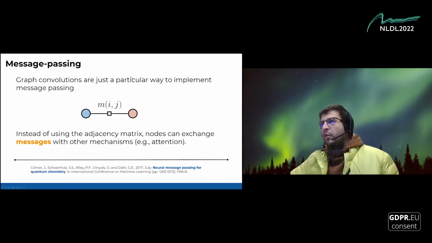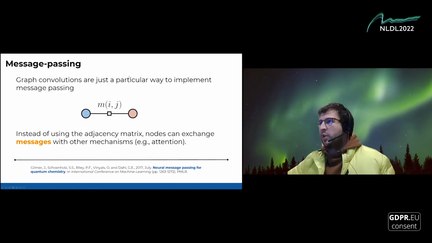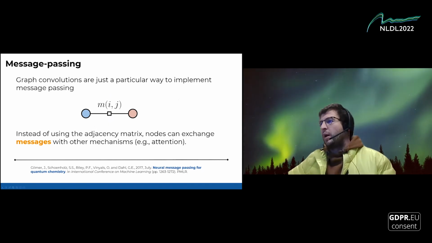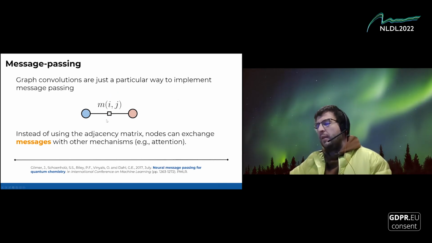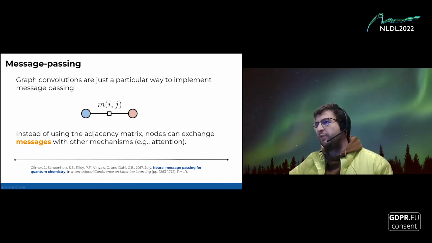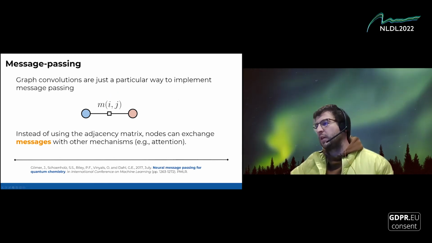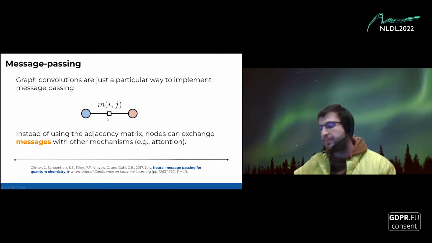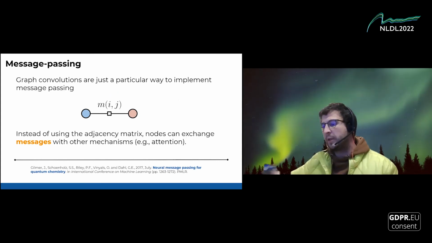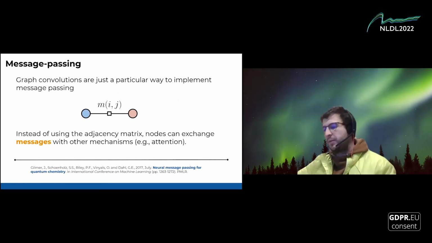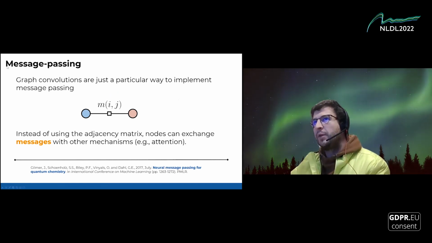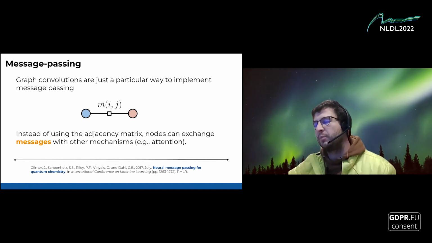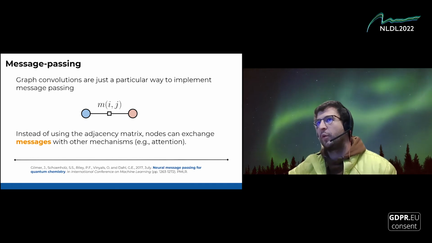The graph convolution, which I just discussed, is just one particular way of implementing message passing. In general, there are more advanced ways that can be used to exchange information between nodes. For example, one mechanism is to use attention, or other specific ways. So message passing basically generalizes this idea of exchanging information between the nodes on a graph.